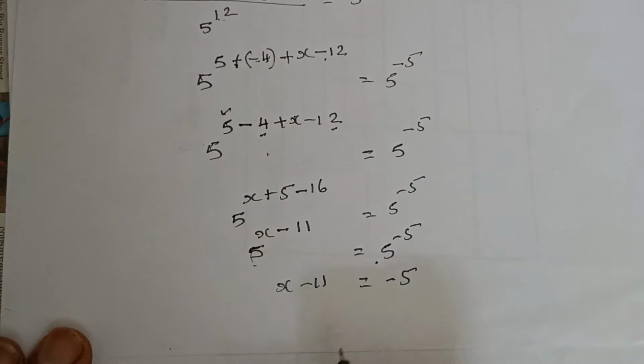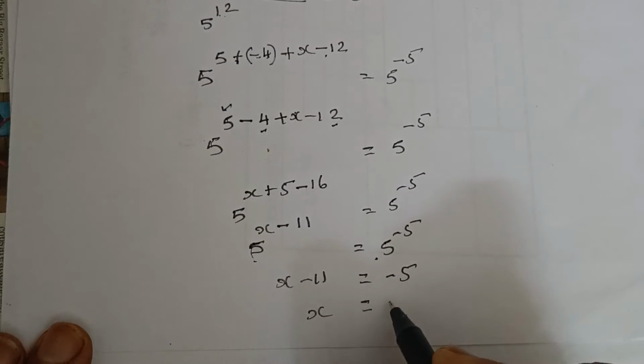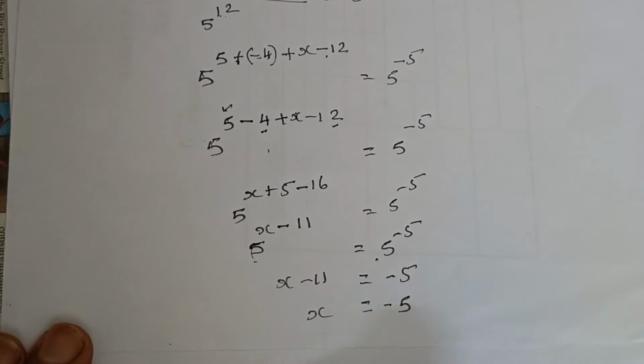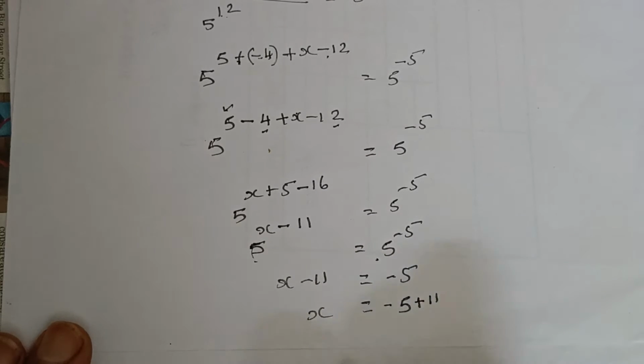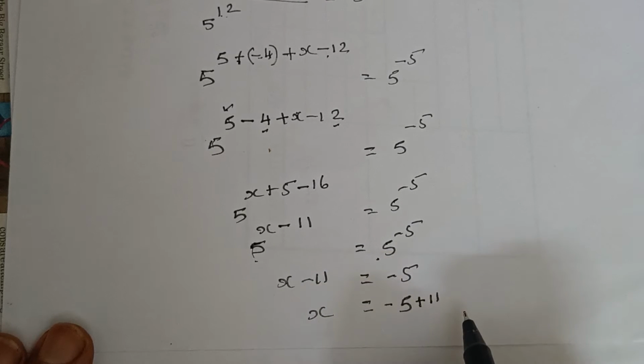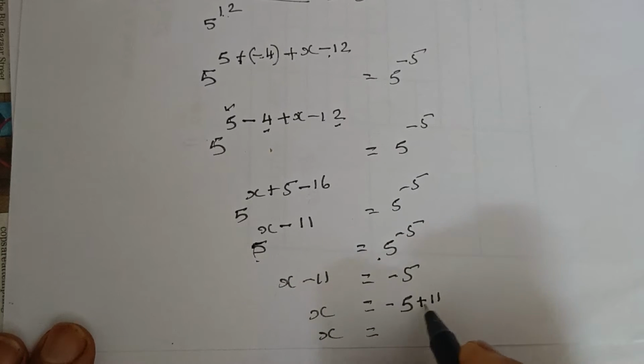Now how to find the value of x? Keep only x on the left hand side, equal to the right hand side, minus 5 as it is. This minus 11, when it goes to the right hand side, it becomes plus 11. Minus becomes plus and plus becomes minus. Multiplication changes to division and division changes to multiplication. Now x is equal to minus 5 plus 11.